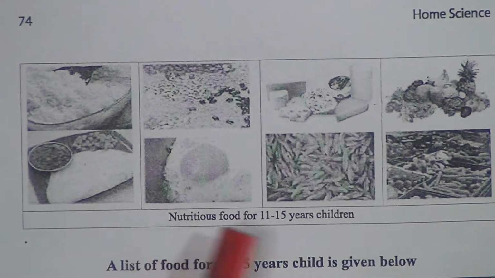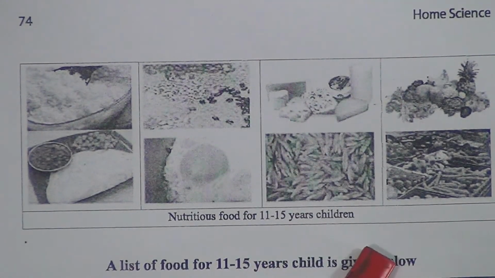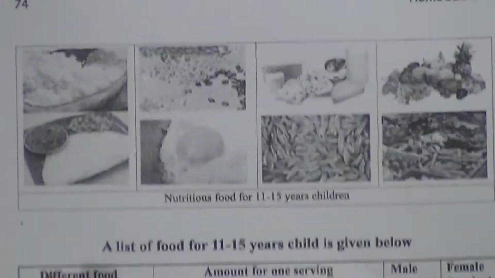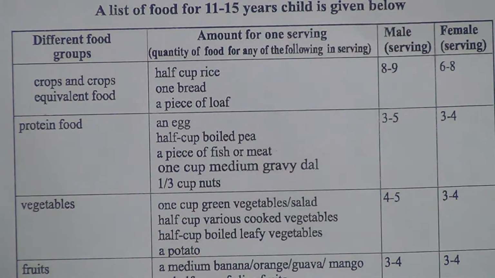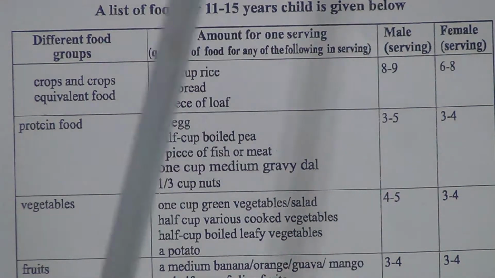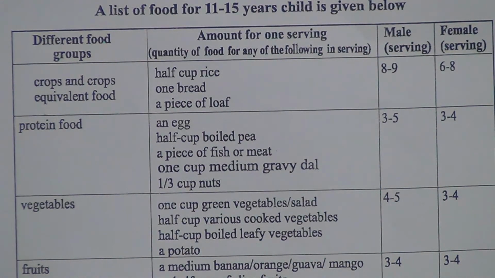Now go to page number 74. Here you can see different kinds of foods. All these are nutritious food for 11 to 15 years children. Now, a list of food for 11 to 15 years child is given below. So here you can see the list. All these are for 11 to 15 years or school-going children.